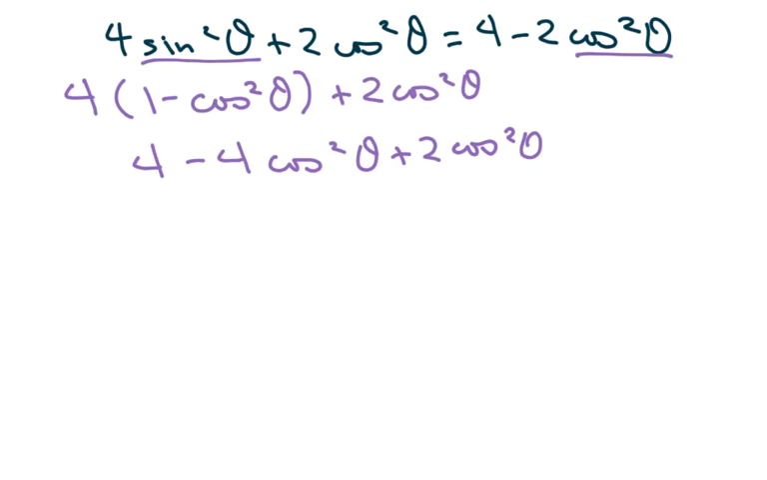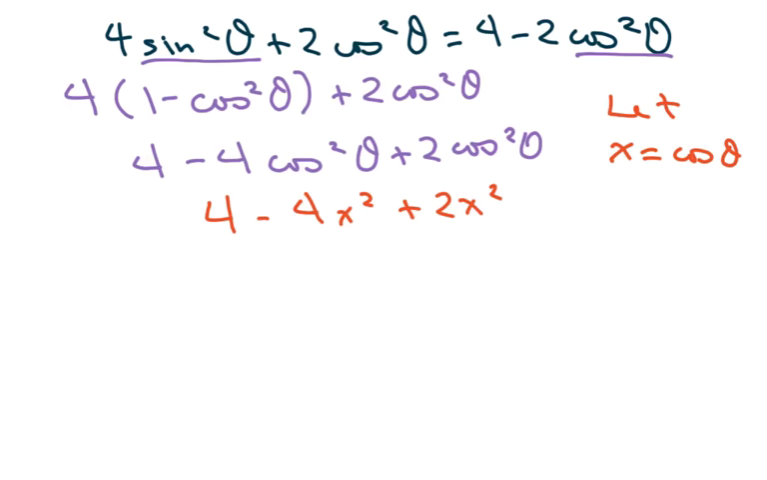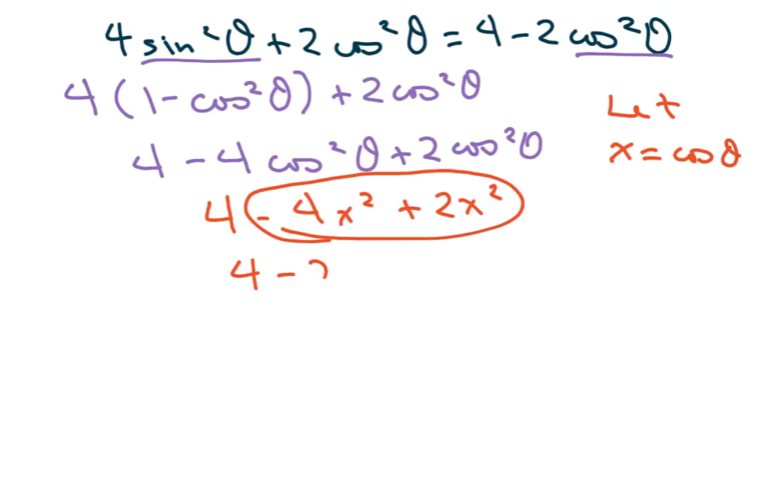Now this is like saying 4 minus 4x squared plus 2x squared, if I let x be cosine of theta. And when you combine these two, you get 4 minus 2x squared. My x was cosine, so you get 4 minus 2 cosine squared of theta, which is what we wanted here.